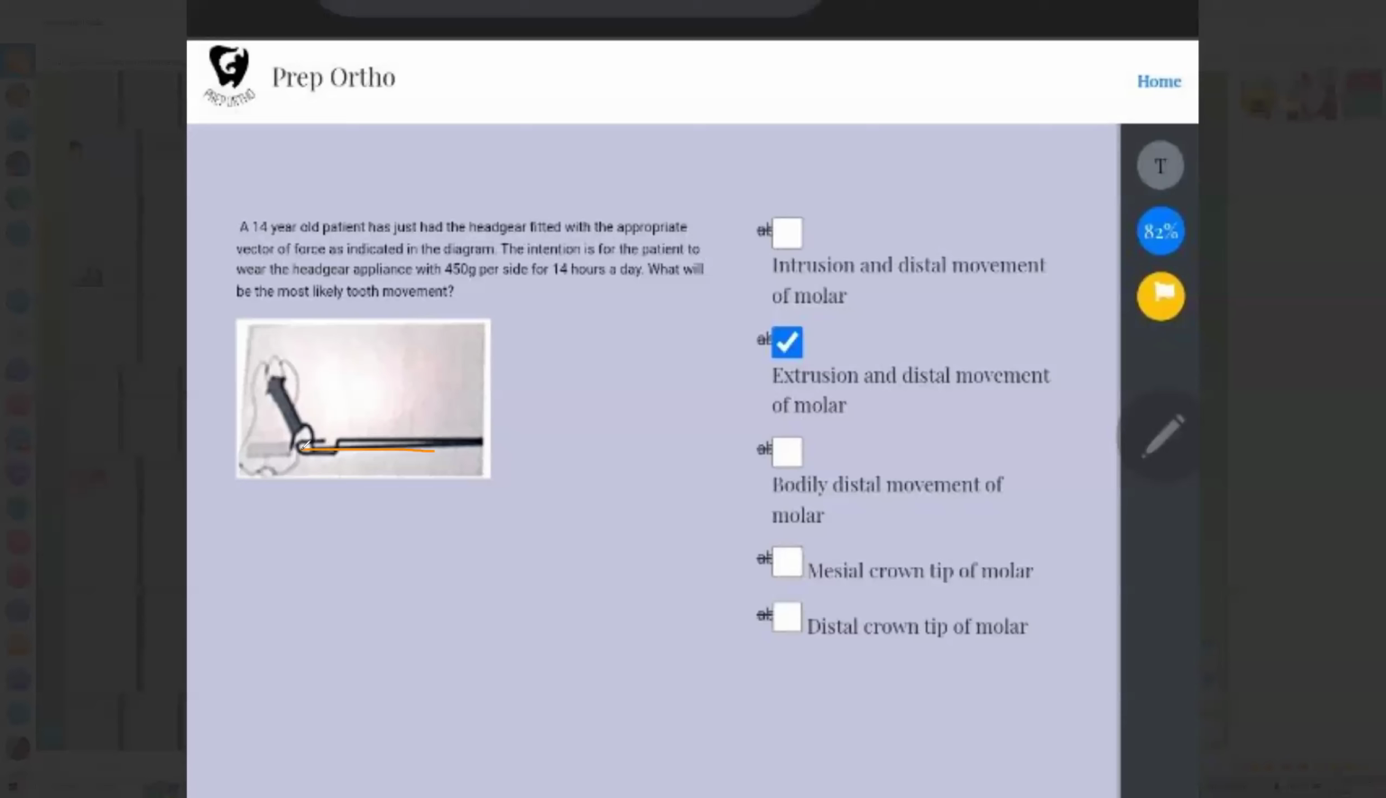So here we have a headgear. A patient has just had a headgear fitted with an appropriate vector as indicated in the diagram. So most likely if they are showing this vector, it's a high pull headgear. To wear the headgear for 50 grams, what will be the effect? So it has a distal pull. The line of action of force passes through the center of resistance, so it would have a bodily movement, and it would also have an intrusion factor. So this is wrong, it's intrusion and distal movement. Bodily distal movement of the molar, yes. So basically this is bodily distal movement with intrusion.